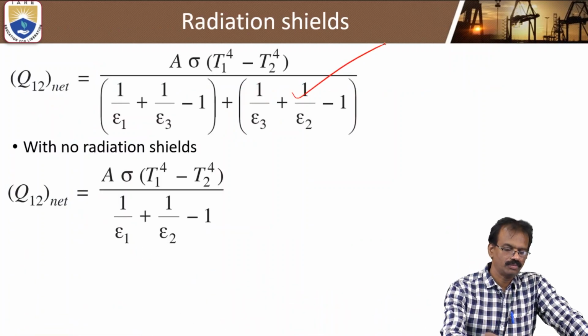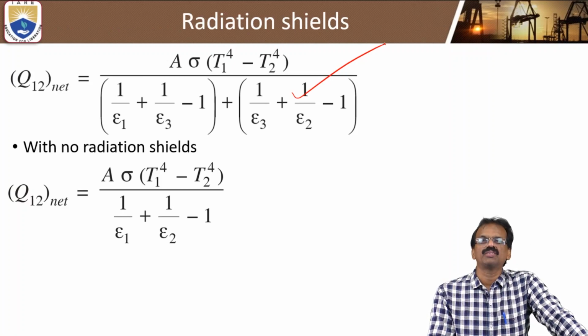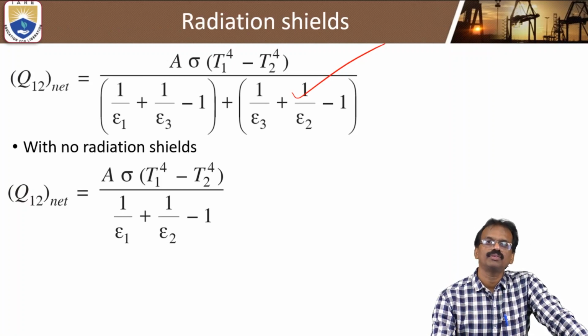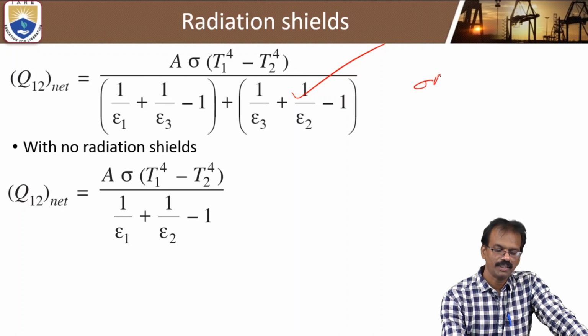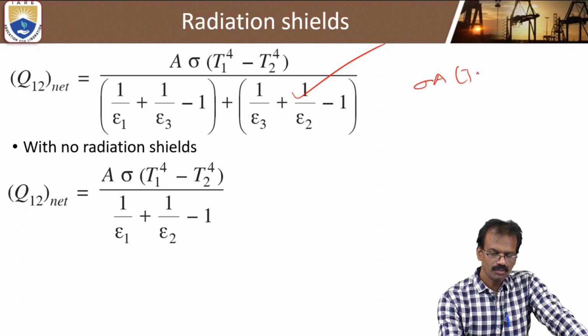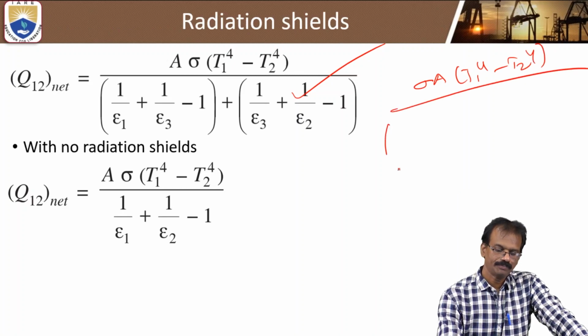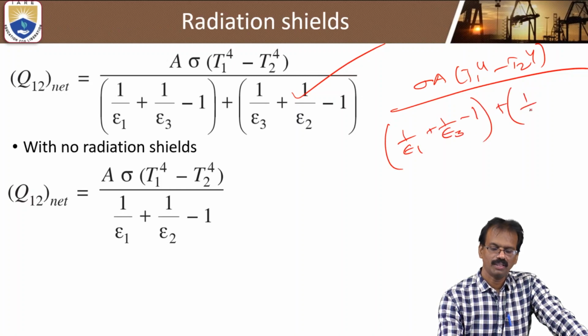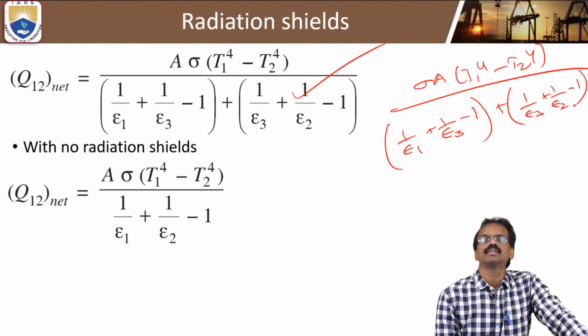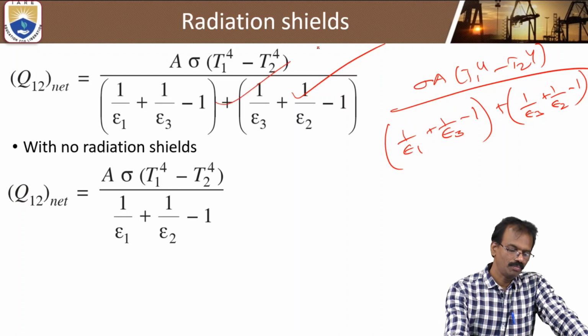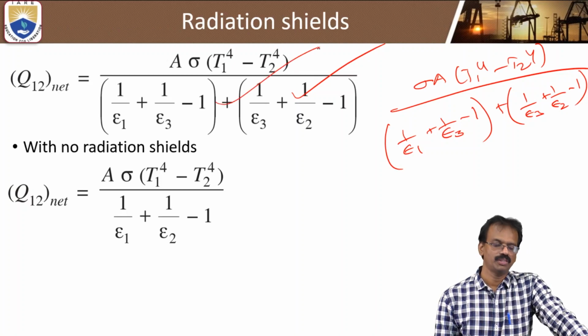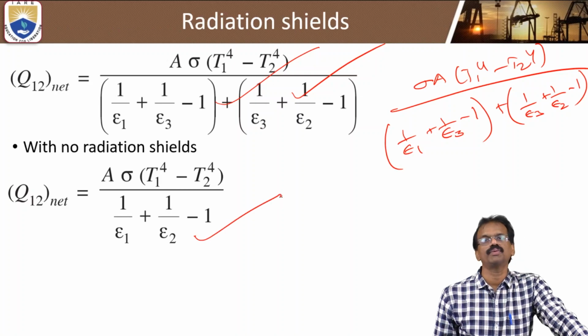So Q12 net with one shield is equal to sigma A into T1 to the power of 4 minus T2 to the power of 4, divided by 1 by epsilon 1 plus 1 by epsilon 3 minus 1, plus 1 by epsilon 3 plus 1 by epsilon 2 minus 1. So this is the formula with shield.